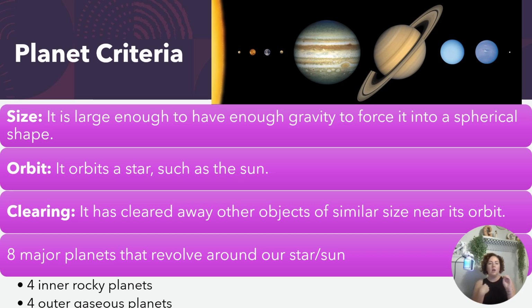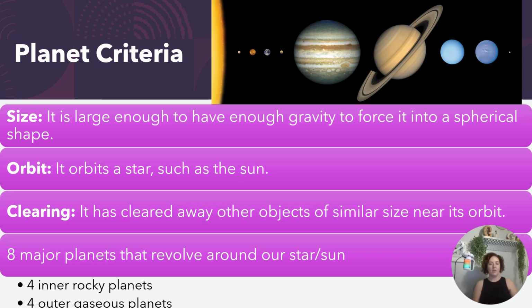Okay. Now, finally, they can't just orbit, but they have to have cleared away every other object within their orbit. Okay. So what that means, let's think back to what an orbit is. An orbit is essentially a pathway. So if we think of the 8th grade hallway as our orbit, it is as if one person alone were out in the hallway walking around, and they're the only one. Okay? That is clearing away all other objects within their orbit.